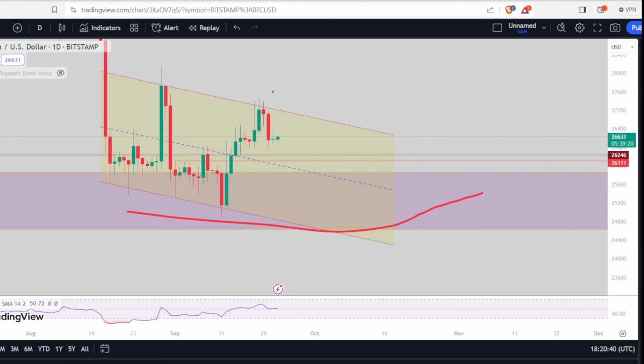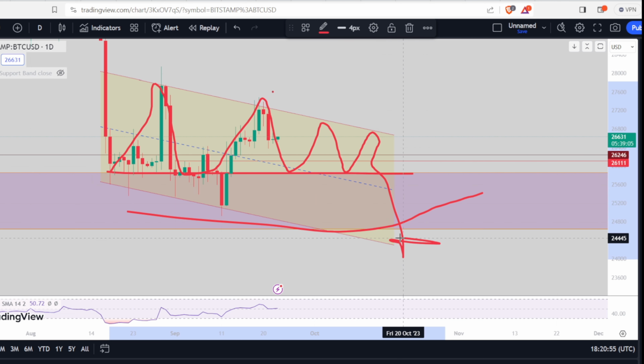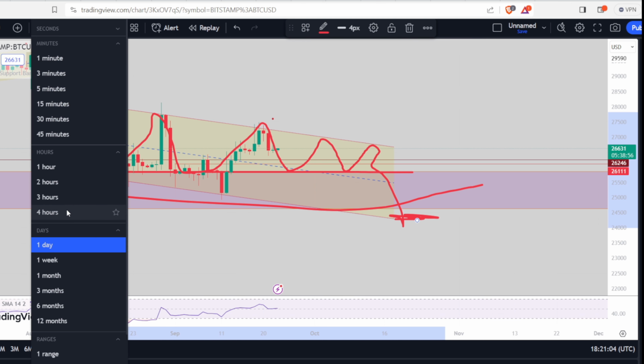Descending triangle. Maybe we can see this zone being tested a lot, and then we see this up, down, up, down, up, down, maybe another one up, down, and then a breakdown to 24, 25k and maybe lower. So that's it on the daily, but let's go to the 4-hourly chart.